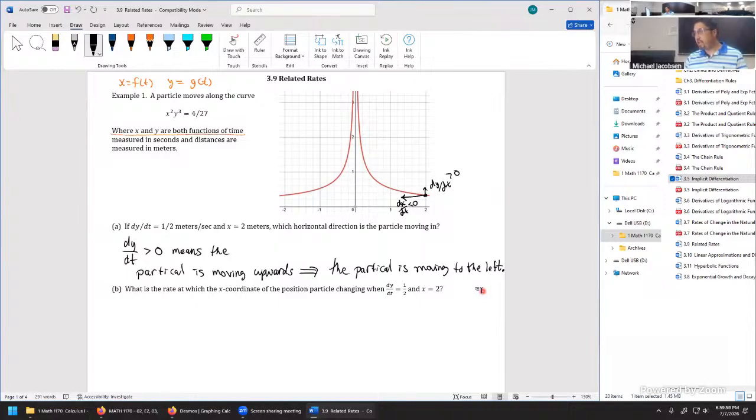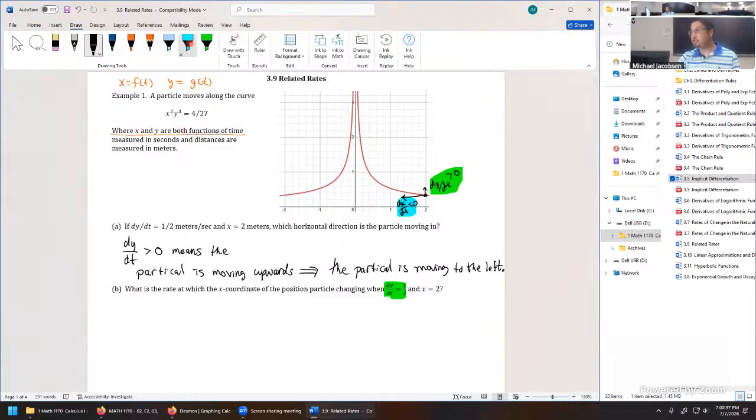Okay, well, in part A, we know it's moving to the left and the derivative is negative. But part B is now asking, what is the rate at which the x-coordinate of the position particle is changing when the rate of change of the y variable is a half, like in the last part? And x is right here at exactly 2, just like on the last part there. So here's where we do need a derivative. So we go back to the start right here.